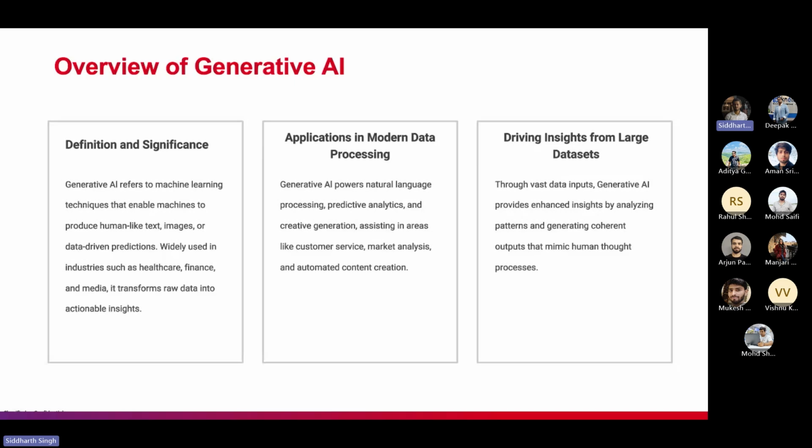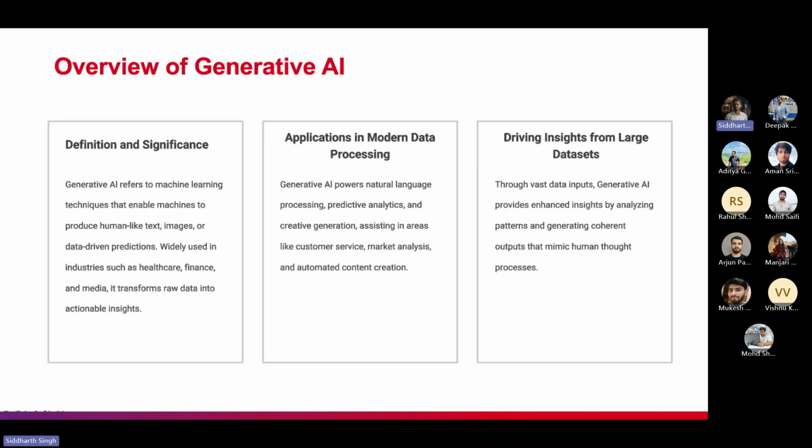Okay, so first of all, let's get a quick overview of generative AI and explore its significant impact across various sectors. Generative AI is a branch of artificial intelligence that employs machine learning algorithms to create outputs resembling human-like text, images, and predictions. This technology is transformative in industries like healthcare, finance, and media, where it turns complex data into actionable insights. For example, in healthcare, generative AI analyzes patients' information to aid diagnostics and tailor treatments. In finance, it assists in fraud detection and risk assessment by identifying anomalies in transaction data. Meanwhile, the media industry benefits from automated content creation, streamlining the generation of articles and graphics.